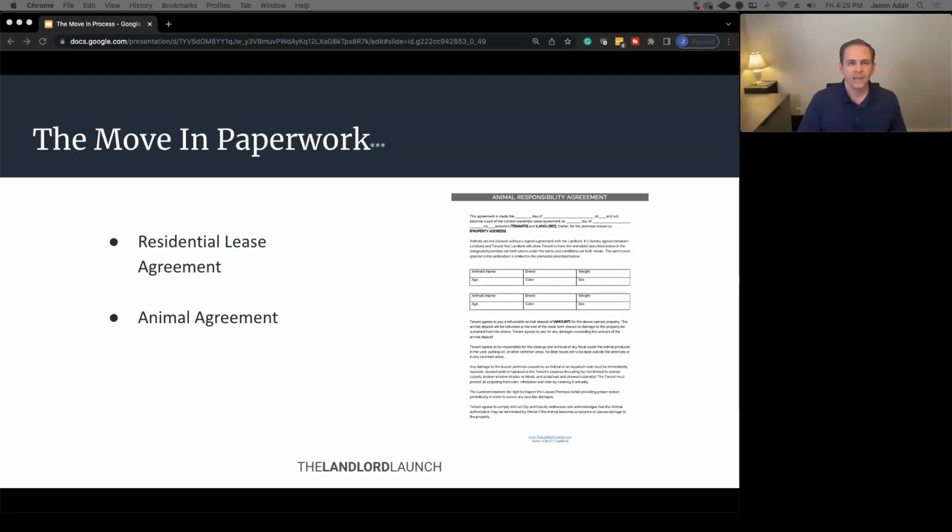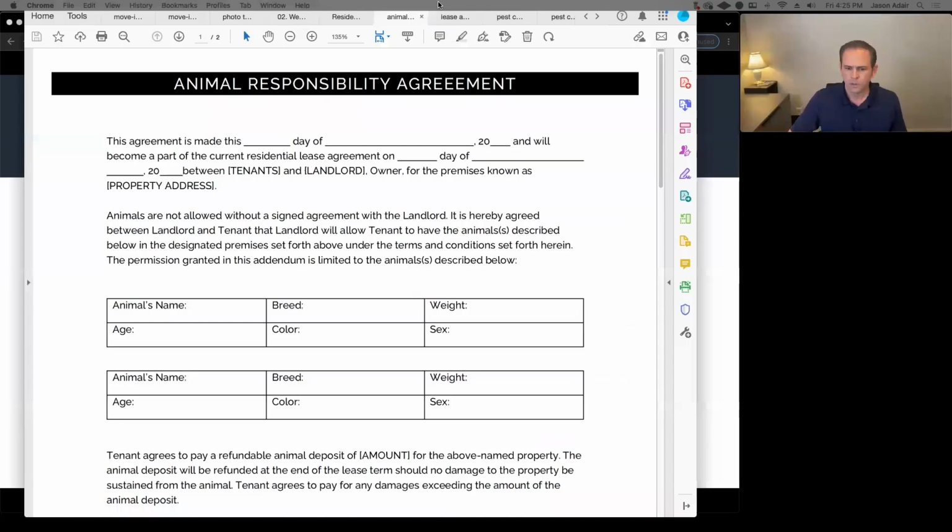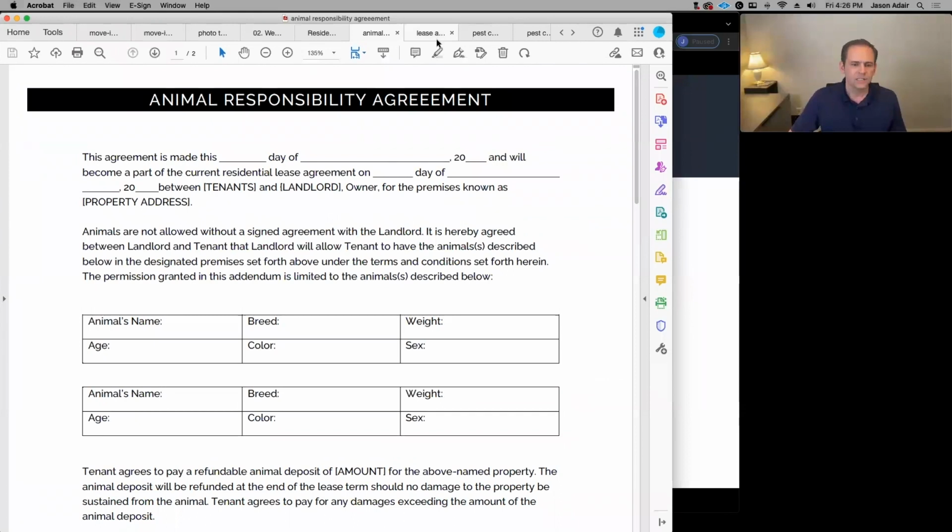Now, I like this form. Let me just pull it over here. All right, so I like this form because I can use it for both pets and animals that are ESAs or service animals, things along those lines.